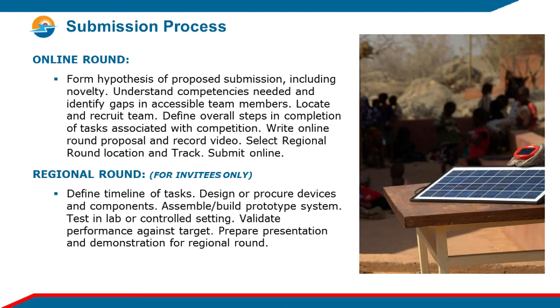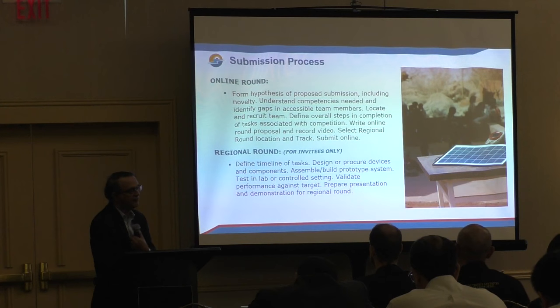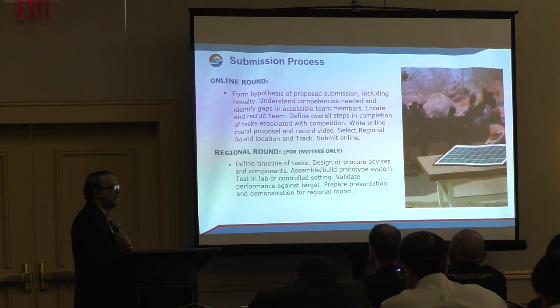The online round, the team begins to explore this, forms a hypothesis of what the proposed submission is, okay, identifies what the novelty is, understands the competencies needed, identifies gaps in your team members and locates them, builds a team as needed, defines the steps and completion of tasks associated with the competition, writes the online proposal, records a video that we encourage people to do, a 2 to 3 minute video, and then selects the round location and track and submits. So pretty straightforward process. We've seen 120 teams already respond to that, so that's really good.